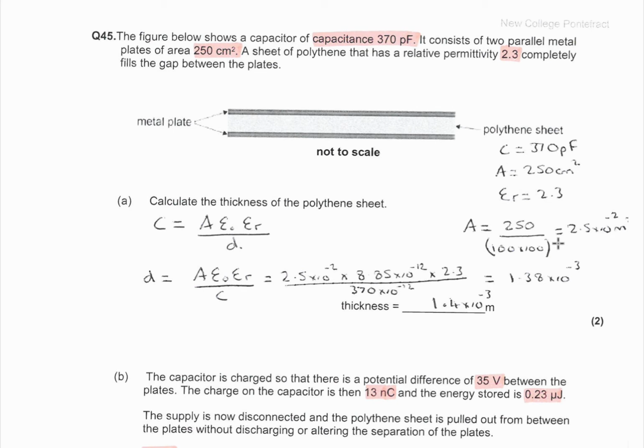We can take all of the numbers we know and simply substitute them into this equation now. So 2.5 times 10 to the minus 2 is the area. This is the permittivity of free space. This is our relative permittivity, and the 370 times 10 to the minus 12 is the capacitance of our capacitor. And if we do that, then we get 1.38 times 10 to the minus 3. Writing this to the same number of significant figures that were given in the question gives us 1.4 times 10 to the minus 3 meters. In terms of marking points, you get your first mark for putting these numbers into this equation correctly, and you get your second mark for getting the correct answer.